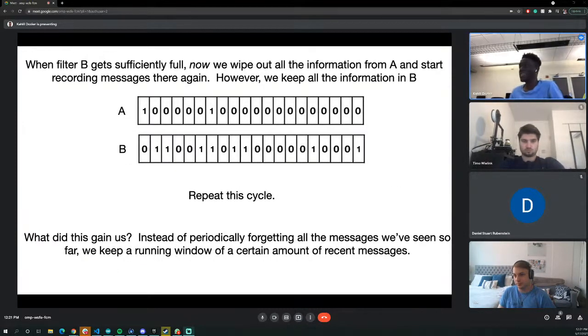As you can imagine, when B gets sufficiently full, that is when we finally wipe out A and start over, but we haven't lost everything because we still have everything from B we've recorded up until this point. So that tells us what this gains. Instead of periodically forgetting all the messages we've seen so far, and once the bloom filter gets too full having to start over again, we've given ourselves a running window of messages essentially. So eventually we forget messages, but not all of them at once. That's a way to get around the limitation of not being able to remove items from the bloom filter.